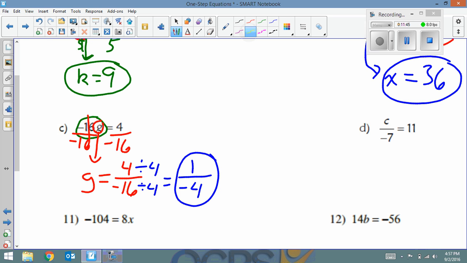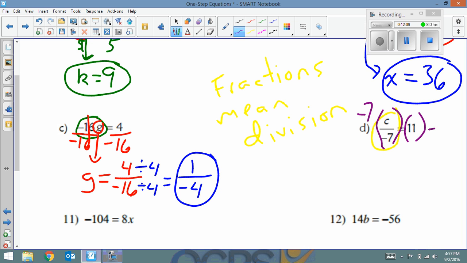Alright, let's look at another one. So we're going to go number and letter side by side. Okay. Currently, it's that fraction bar. Remember, fractions mean division. Okay, so this is saying that it's c divided by -7. So what we're going to do is we're going to take both of those and we're going to multiply both sides by that denominator of -7. Okay, so the -7's go away, so I get c is equal to 11 times -7, which is -77.